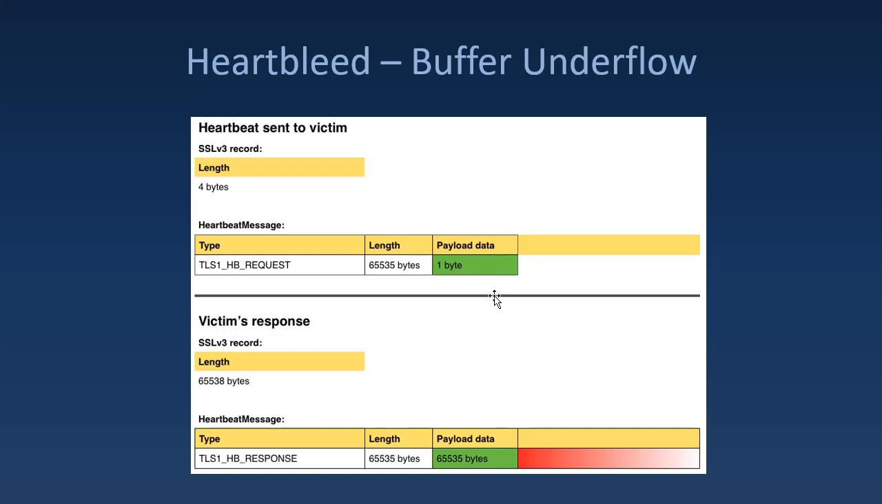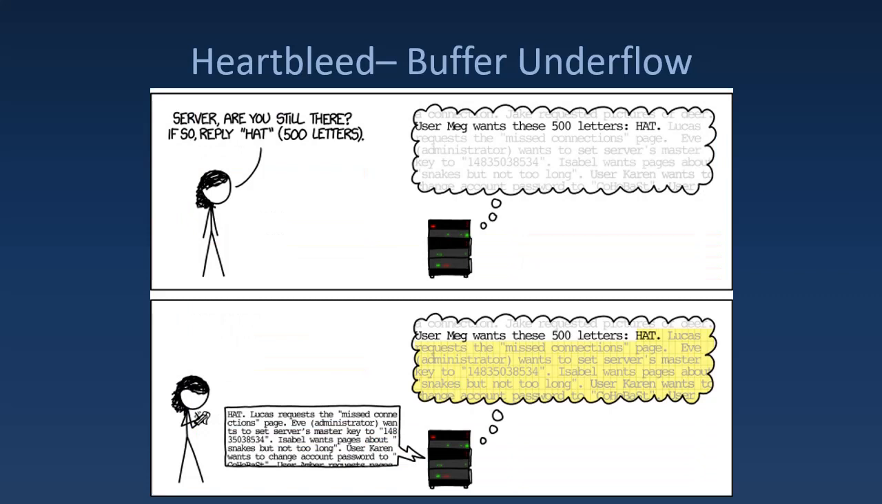So if we send a message that says I'm sending you 65,000 bytes worth of information, and then we only send 1 byte, what's probably going to happen is the server is going to allocate a bunch of space to store that buffer. So we tell the server, hey, I want you to say hat and use 500 letters. The server is going to allocate 500 characters of memory. Now when it does that, it's not going to erase what's there. It's just going to say, okay, I'm using this to store your buffer. And then we only put 3 characters in there.